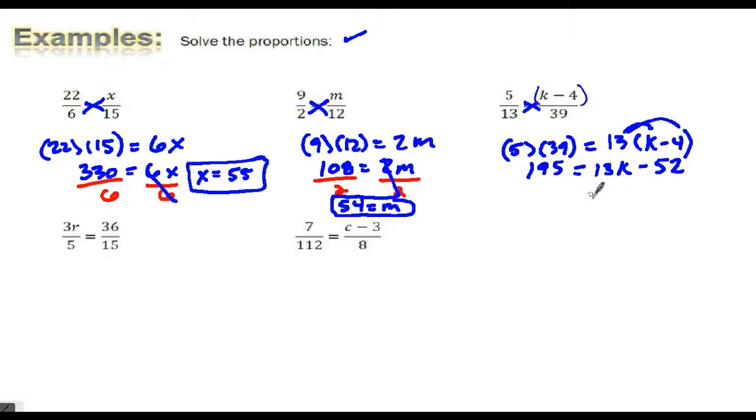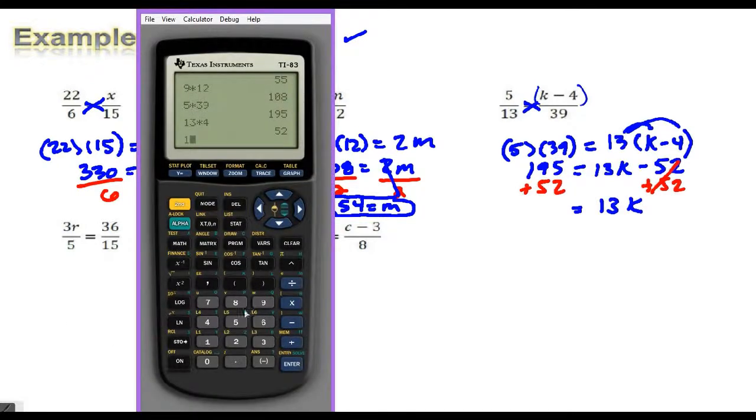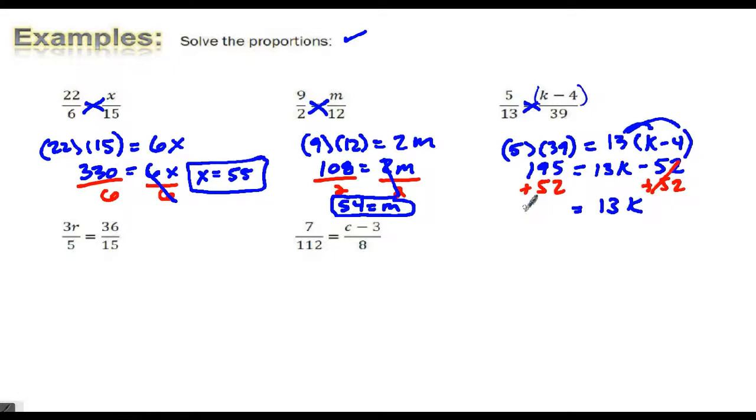Alright, now we want to go ahead and solve this two-step equation. So first thing we want to do is add 52 on both sides. Oops, that's almost a mistake there. Again, we want to get rid of this 52 first before we get rid of the 13. So we're going to add 52 on both sides. Alright, so that's going to equal, no, this will be 13k. Let's add those together real quick. So this would be 195 plus 52 is 247.